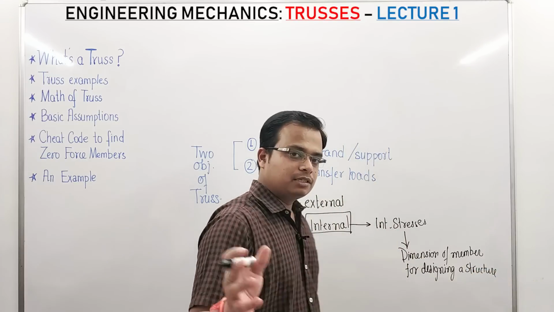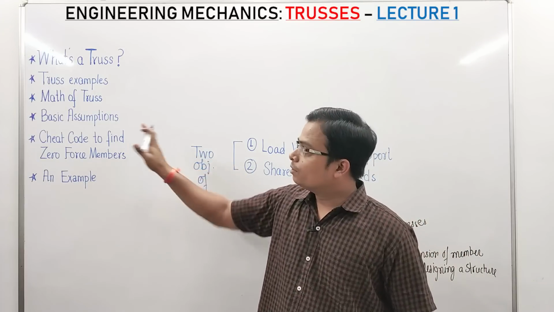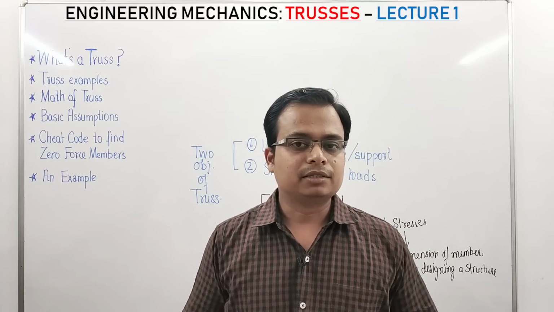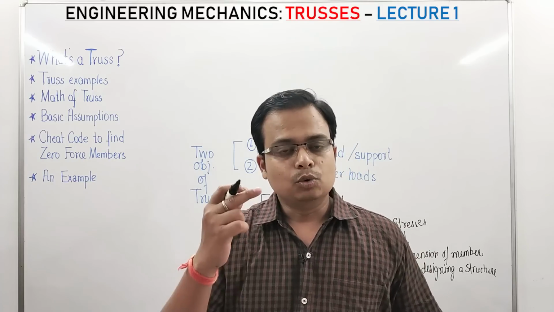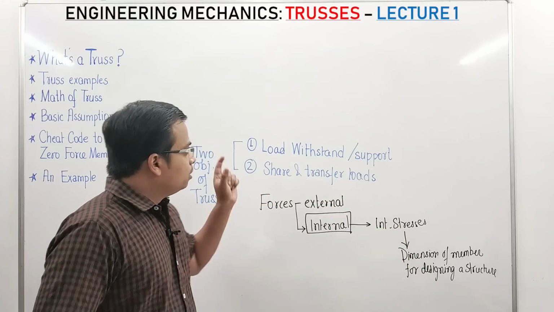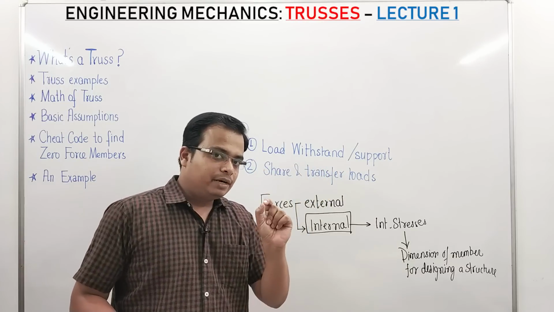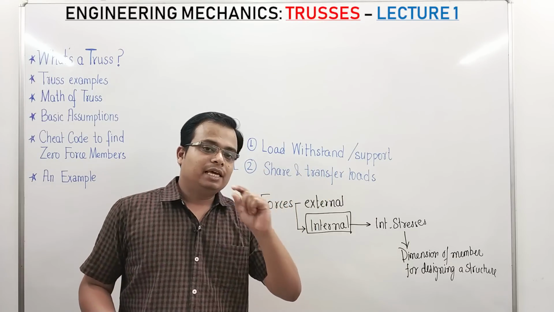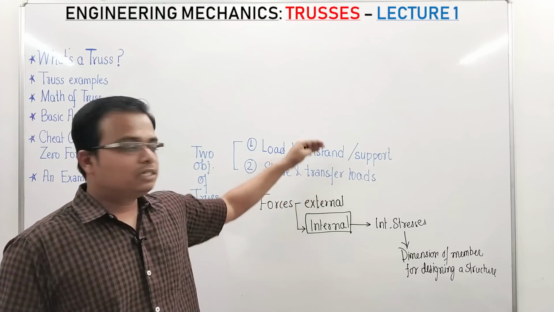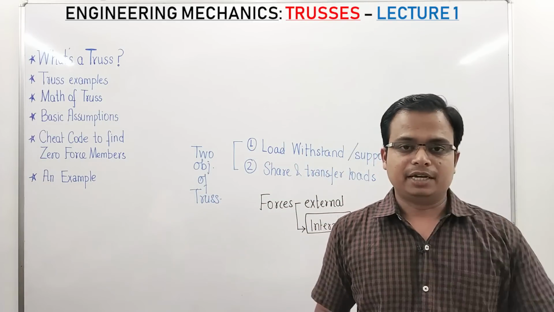And there are some other assumptions also. I'll come to that in this article. But for now, let me just summarize. What is a truss? A truss is nothing but a system of members connected in a particular way to serve two objectives. Number one is to support the loads. Whichever load is placed at the joint, all the members should be such that they need to support the loads. And secondly, to share and transfer the loads. So these are the two objectives of any structure, of any truss in particular.